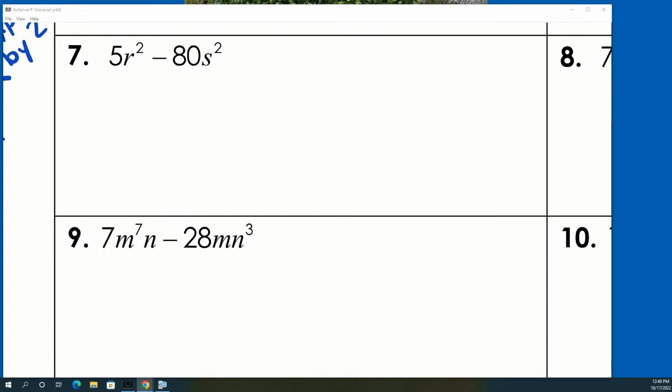10 doesn't go into 5. That's okay. It would just be 5. Good. So we're going to factor out a 5. All right, and that's going to give us r squared minus 16s squared. Now that 5 is just going to hang out on the outside.